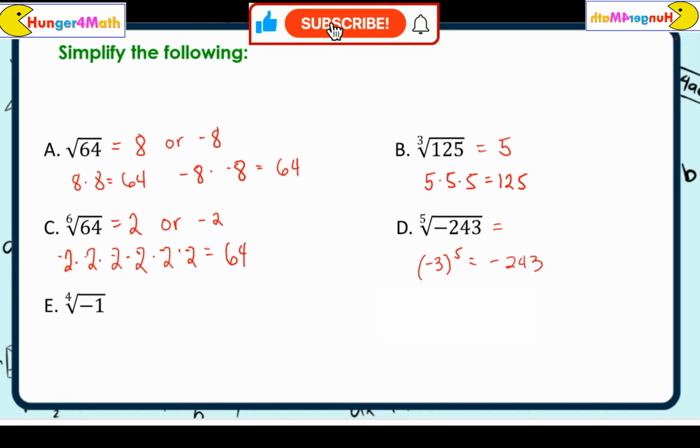Letter E, fourth root of negative 1. There is no real root because there is no real number whose fourth power is negative 1. So letter E cannot be simplified.